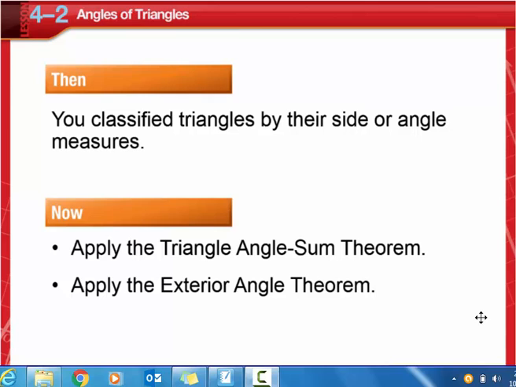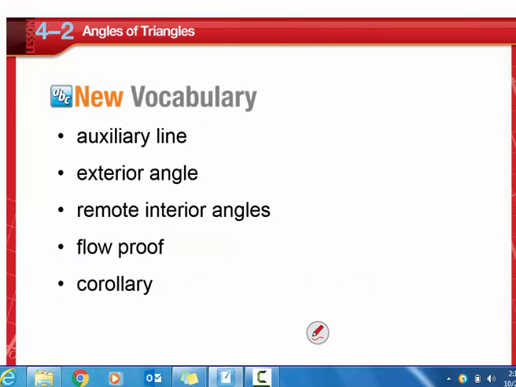Well, today we're going to apply the triangle sum theorem and the exterior angle theorem and make sense of all that. So today we're using some theorems to prove some stuff that we already know about triangles. So we have 5 new vocabulary words.